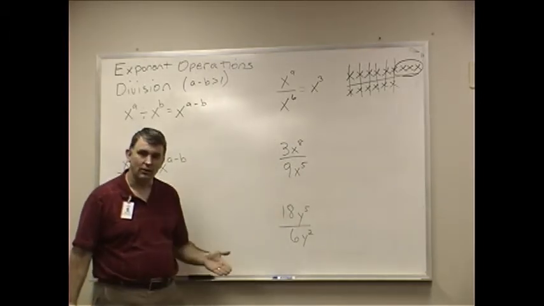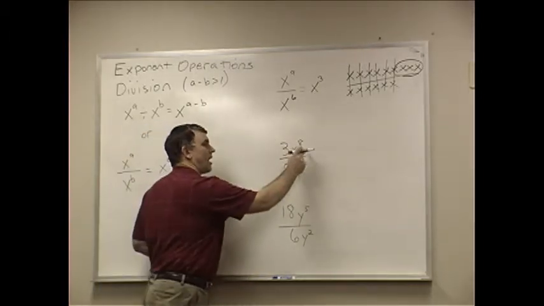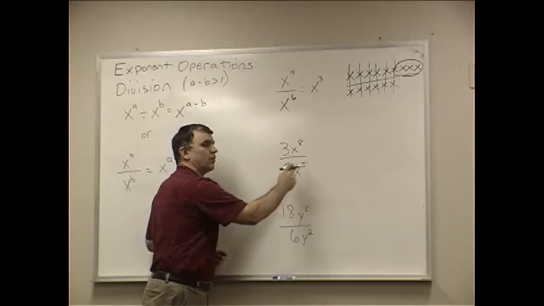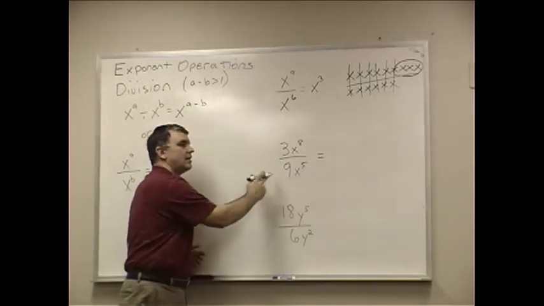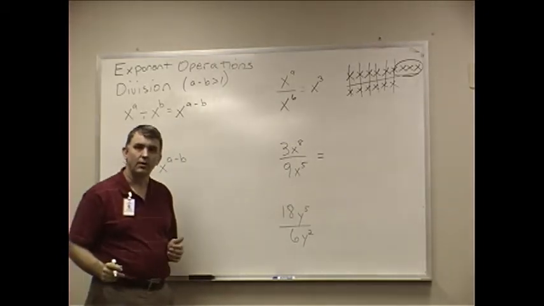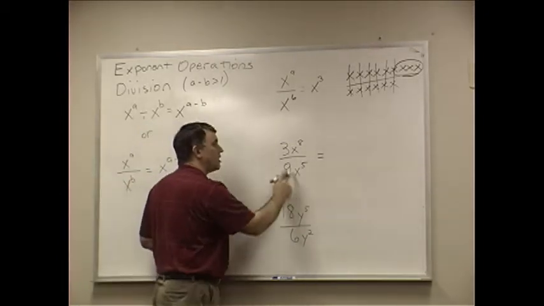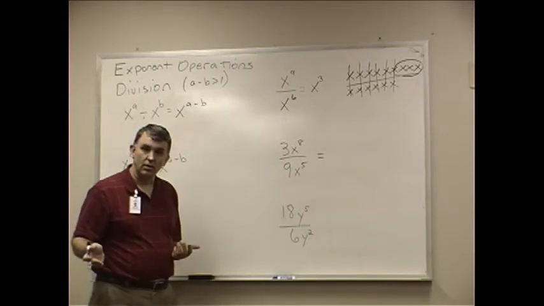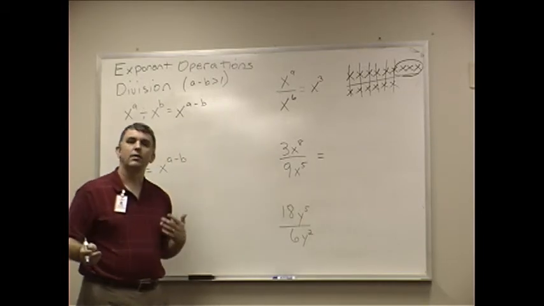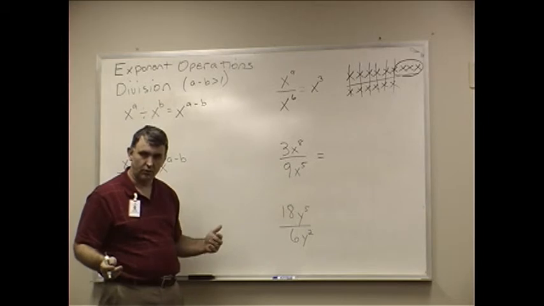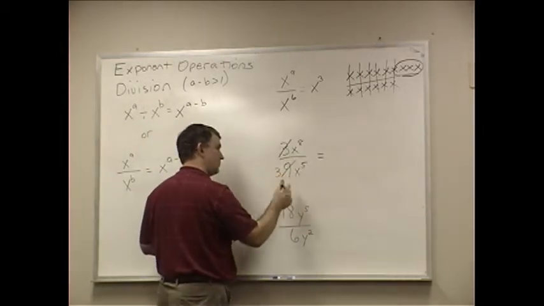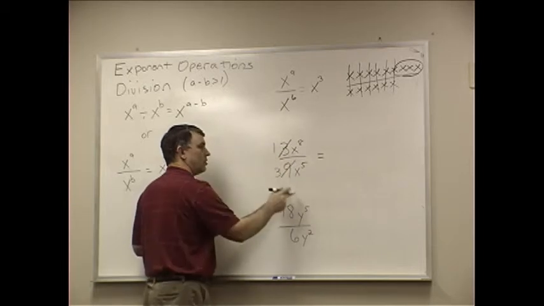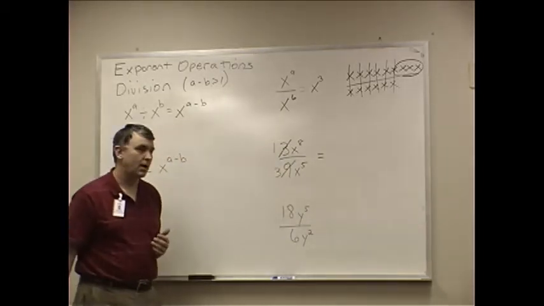Let's look at the second example. I've got 3x to the 8th over 9x to the 5th. All right, 3 and 9 are normal numbers, aren't they? I'm going to treat 3/9 just like a fraction. What can I divide out of the top and out of the bottom to reduce 3/9? I can divide the top and bottom by 3. Let's go. 3 will turn into a 1, the 9 will turn into a 3.